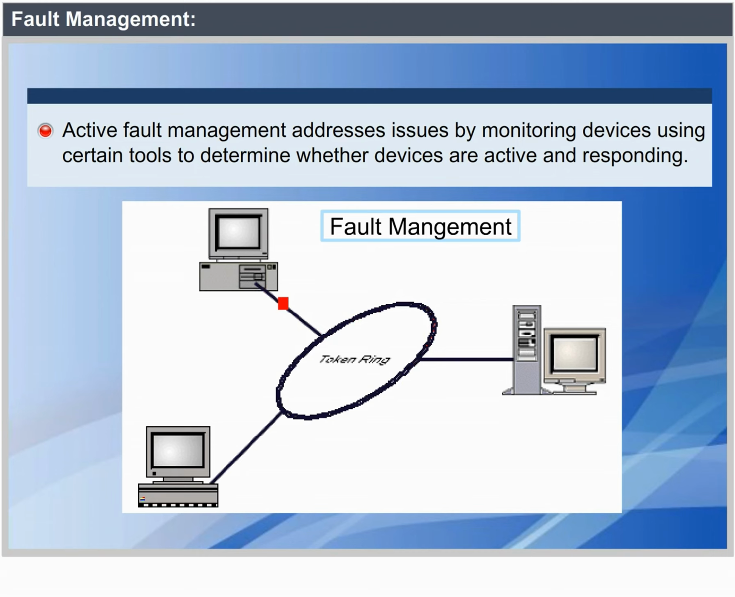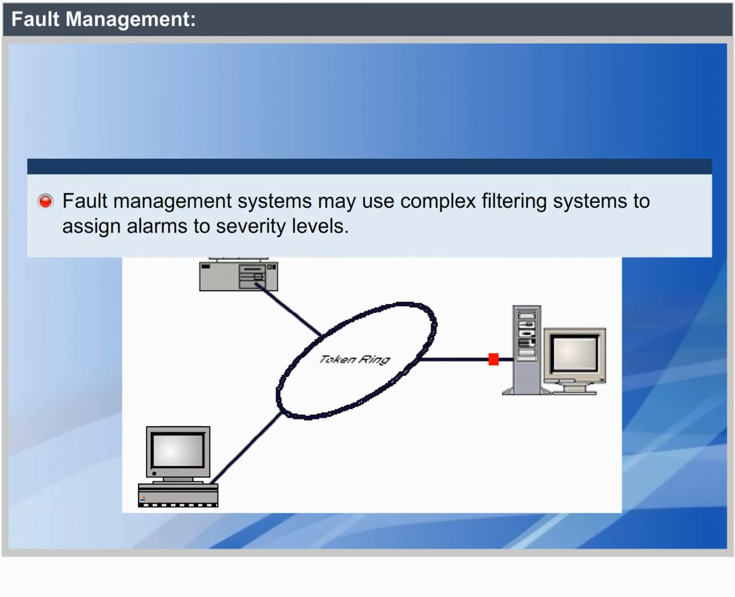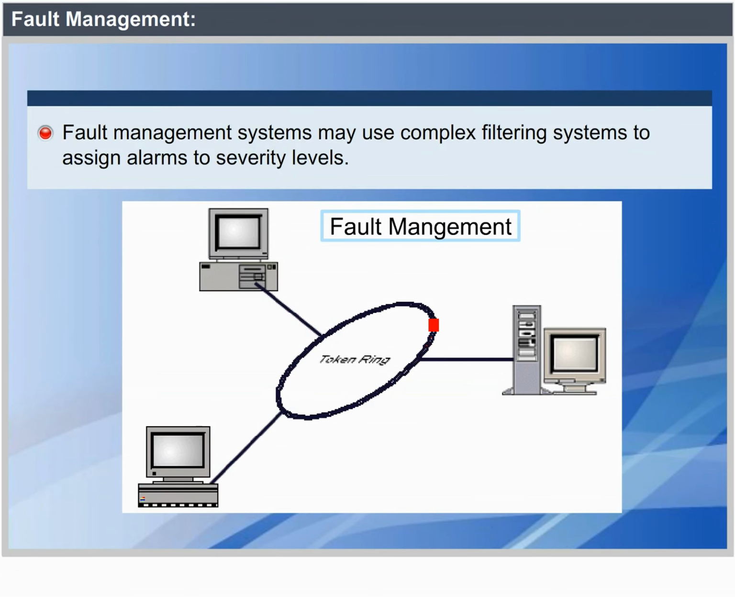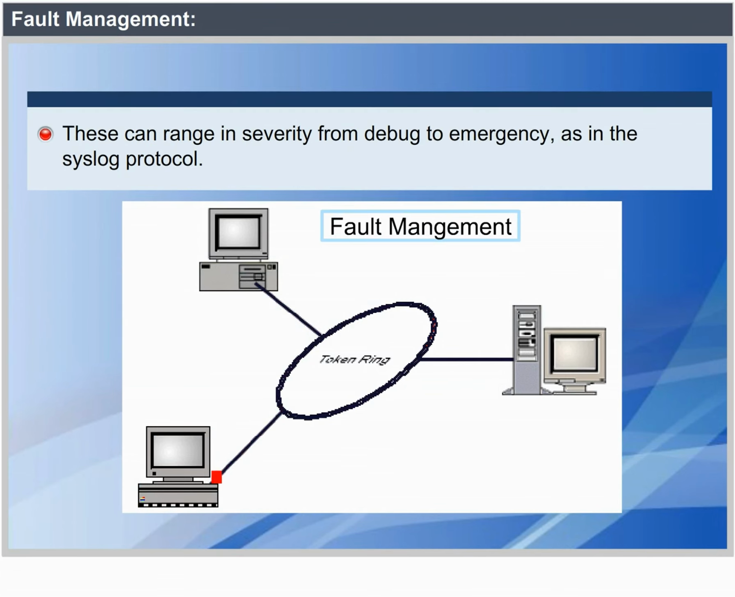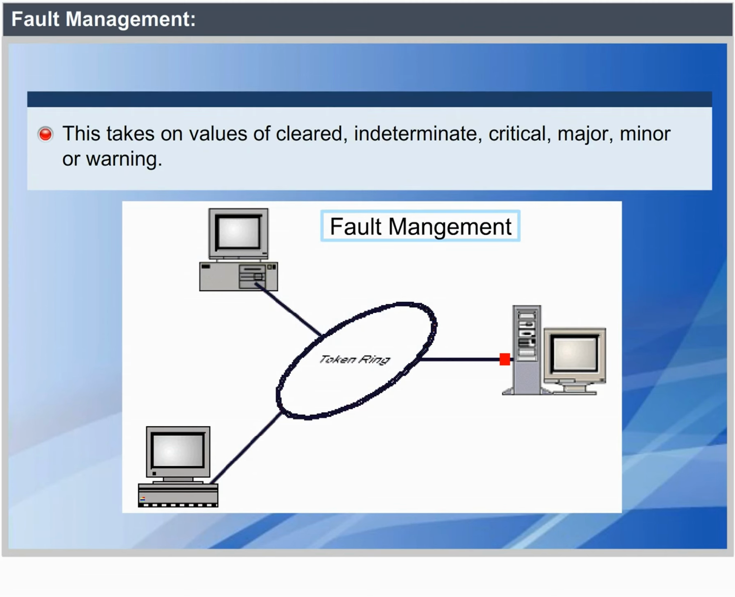Applications designed for fault management systems are called fault management platforms. Fault management systems may use complex filtering systems to assign alarms to severity levels. These can range in severity from debug to emergency, as in the syslog protocol. Alternatively, they could use the ITU X.733 alarm reporting function's perceived severity field. This takes on values of cleared, indeterminate, critical, major, minor, or warning.